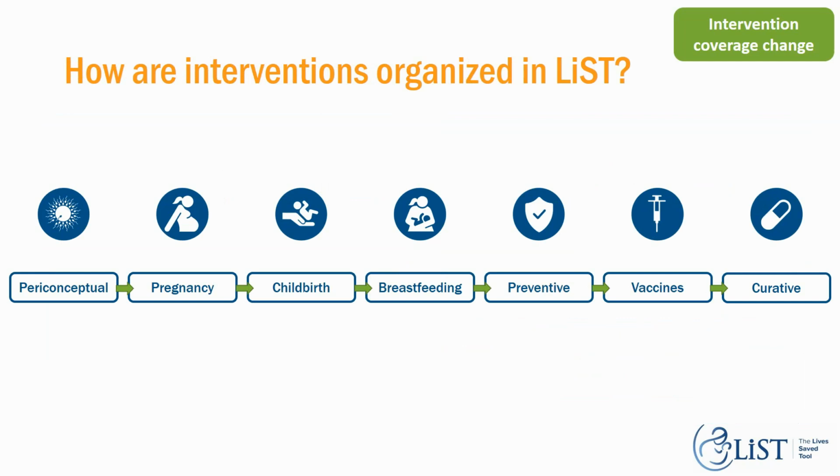Interventions in LiST are organized along the continuum of care. We start with the periconceptual interventions, followed by pregnancy, childbirth, breastfeeding, preventive, vaccines, and finally the curative interventions at the very end.